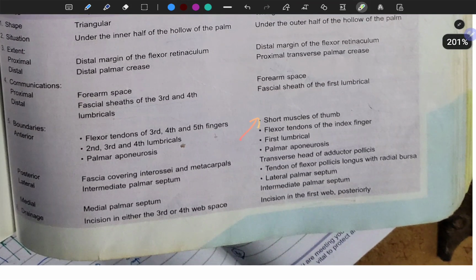Boundaries: anteriorly, short muscles of the thumb, flexor tendons of the index finger, first lumbrical and palmar aponeurosis. Posteriorly, transverse head of adductor pollicis. Laterally, tendon of FPL with lateral bursa and lateral palmar septum. Drainage incision in the first web posteriorly.